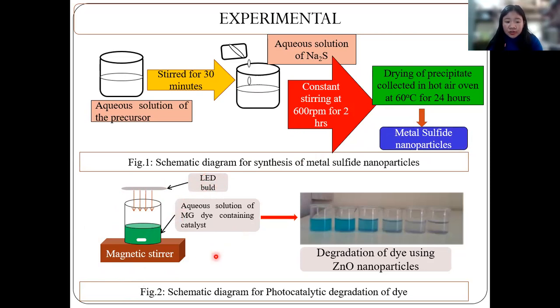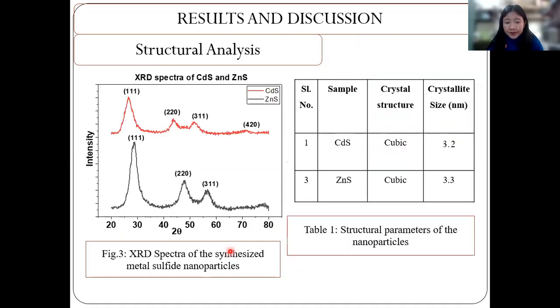After equal intervals of time, some portion from the irradiated dye solution was taken and its absorbance was measured using a spectroscopic UV visible photometer. And the degradation activity of the sample was calculated.